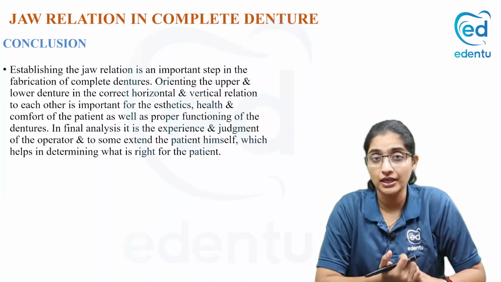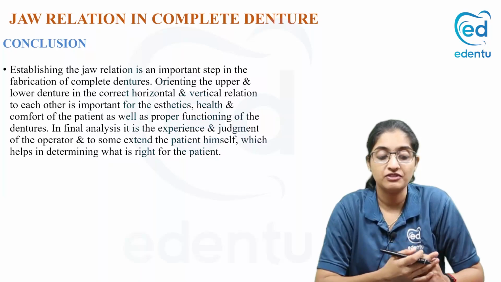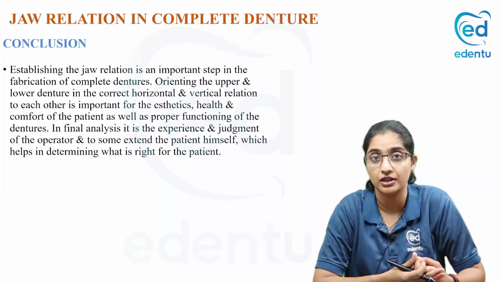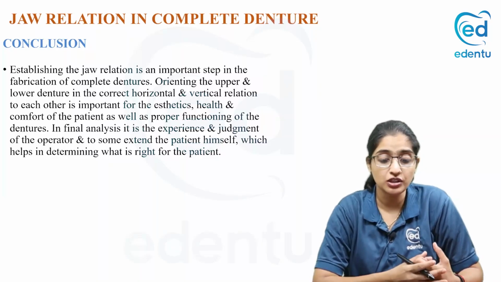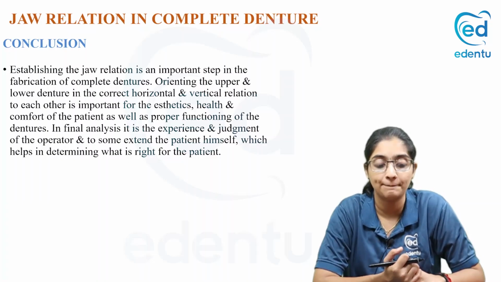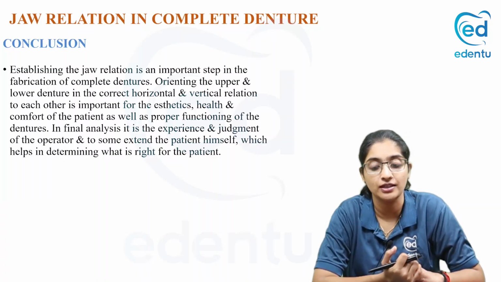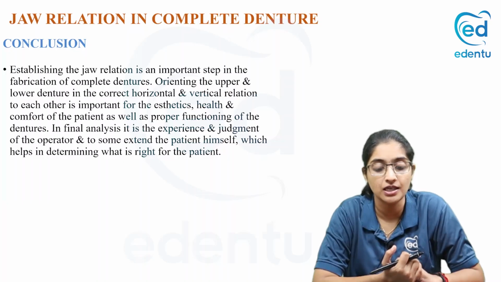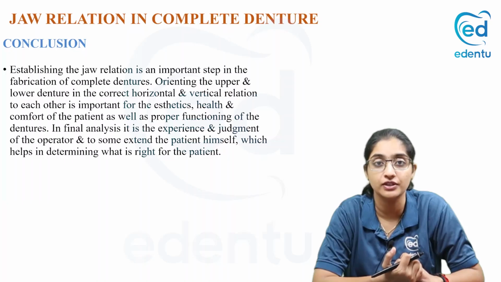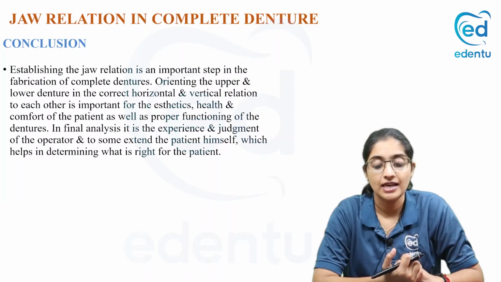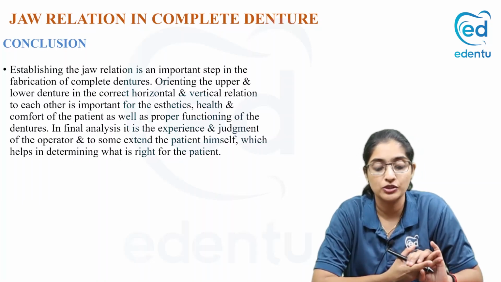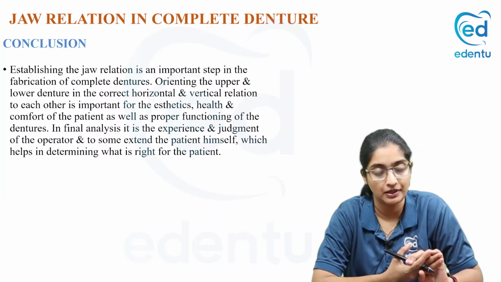So, with this we are concluding our jaw relations. We have discussed all the three types of jaw relation, what all will be used. Articulators will be taken as a separate topic completely. Establishing the jaw relation is an important step in the fabrication of complete dentures. Orienting the upper and the lower denture in the correct horizontal and vertical relation to one another is important for the aesthetics, health and comfort of the patient as well as proper functioning of the dentures. In final analysis, it is the experience and judgment of the operator and to some extent the patient himself which helps in determining what is right for the patient.